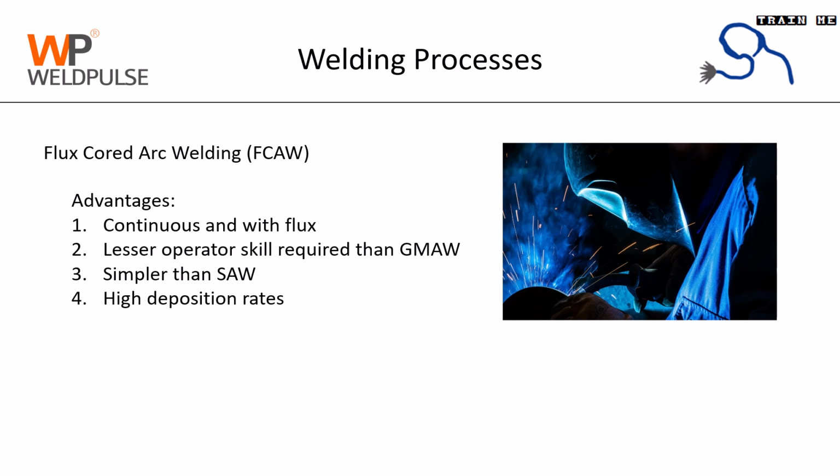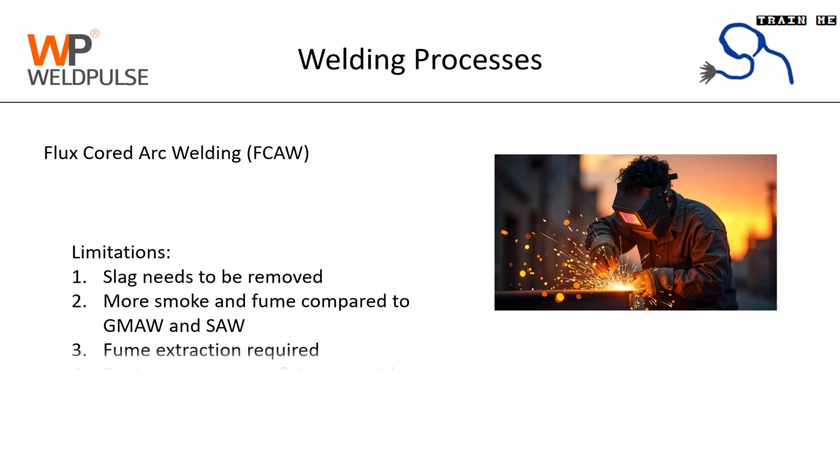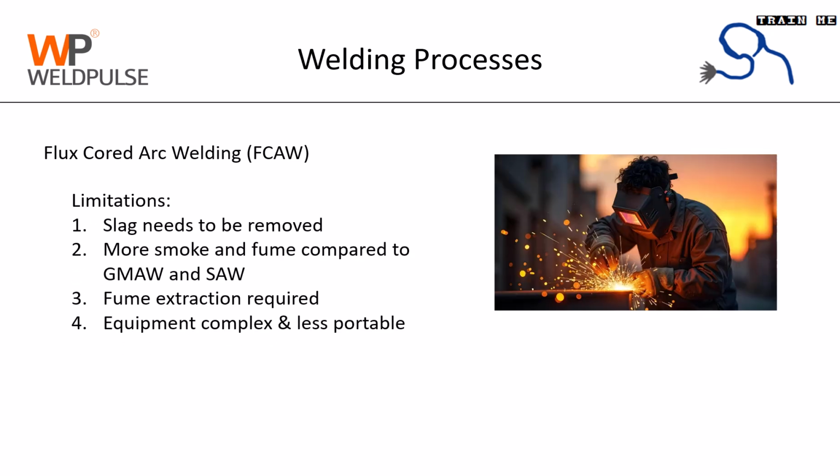It is much simpler than SAW and has high deposition rates compared to shielded metal arc welding but lesser than SAW. In flux cored arc welding, slag needs to be removed. This process generates more smoke and fumes compared to other high deposition processes like GMAW and SAW. Therefore, fumes extraction is required. The equipment for this process is complex and less portable.